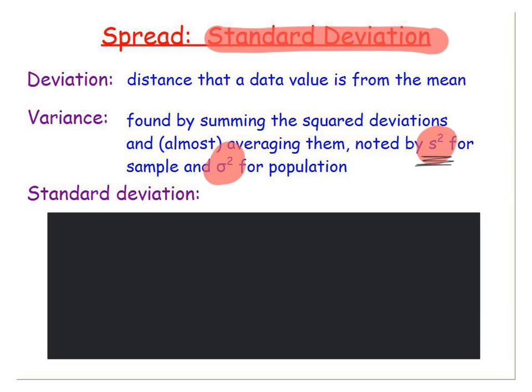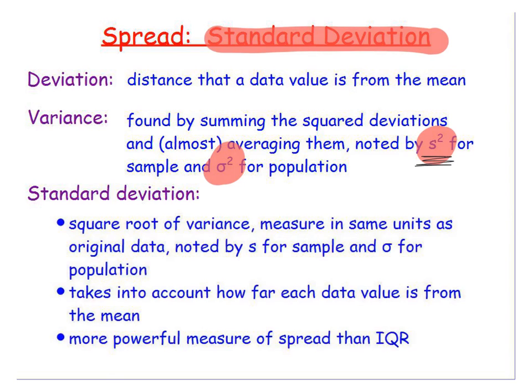Standard deviation, which is really what we're trying to get to here, is found, first of all, by square rooting your variance. Okay, so that's important. You find it by square rooting the variance. It's measured in the same units as the original data, and it's notated S for sample and sigma for population. And again, the one that we're going to be focusing on is S.